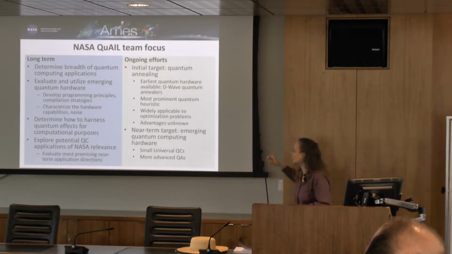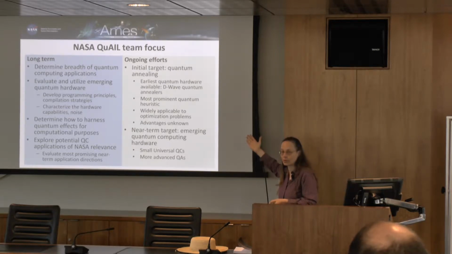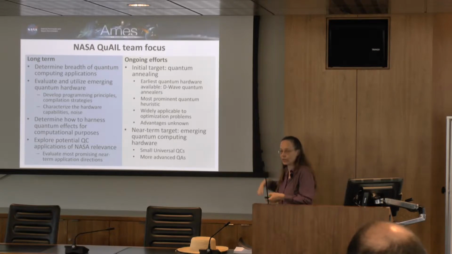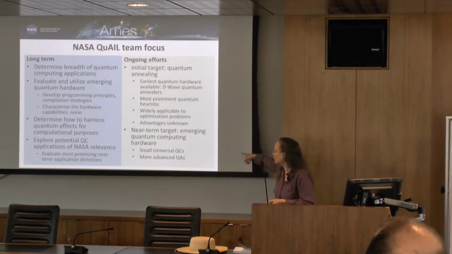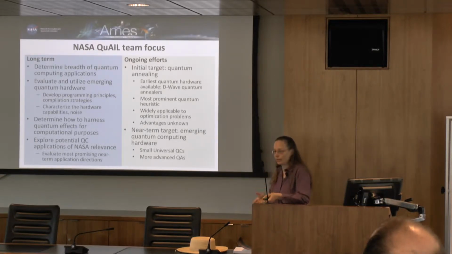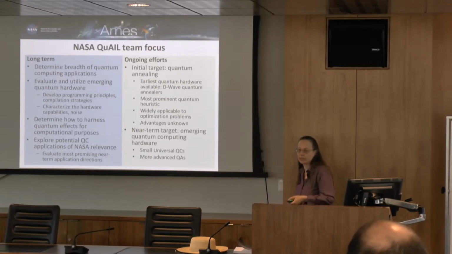And our initial target was quantum annealing, which I'll tell you some more about. And that was because the earliest quantum hardware that was available was this D-Wave quantum annealer. And it was interesting to see what can it do, what can't it do, how quantum is it, what can we see there. And now we're expanding that effort beyond quantum annealing to also look at other near-term devices like the ones I showed on the previous slide.